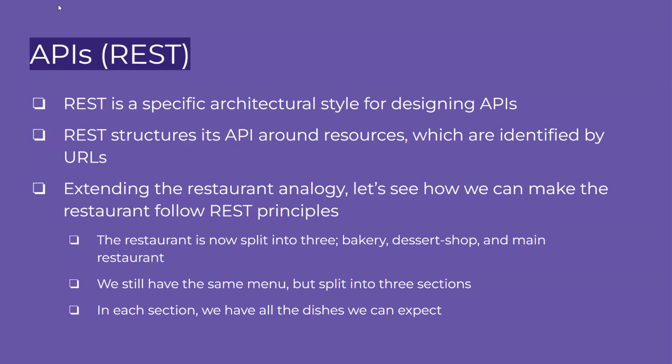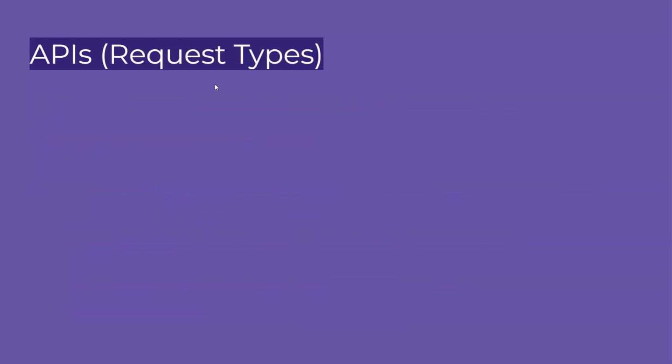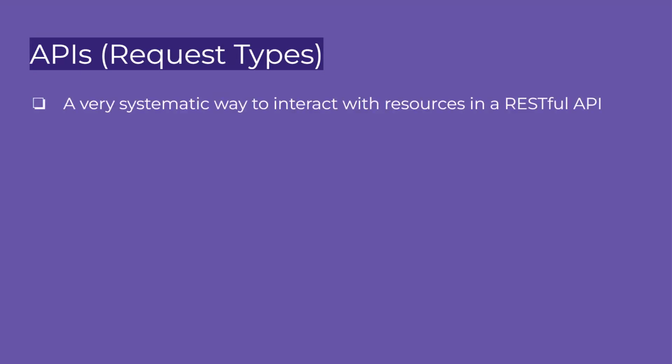All right, so now we've talked about REST. So REST is, again, how we design the API. So now let's think about the requests that we can send to the API. And so there are a couple different request types. And so again, the request types we're going to talk about are a very systematic way to interact with resources in a RESTful API.